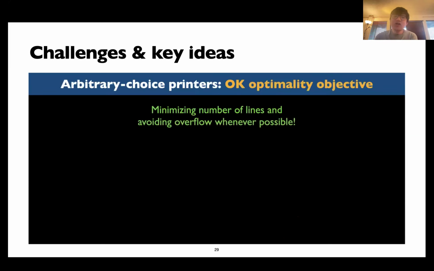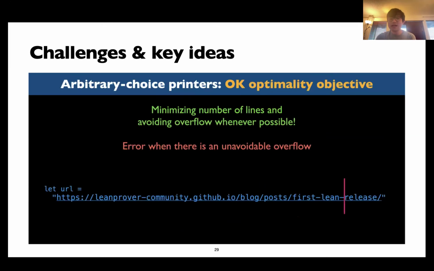The arbitrary choice printers, on the other hand, have an okay optimality objective. They do minimize the number of lines whenever possible, and then avoid overflow whenever possible. But they cannot cope with unavoidable overflow, which means that if you have, let's say, a really long string literal, it's going to overflow however you format it. And it just gives up. It just returns an error. So that's kind of bad from the usability perspective.